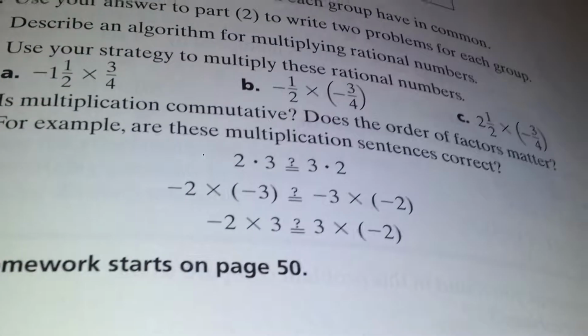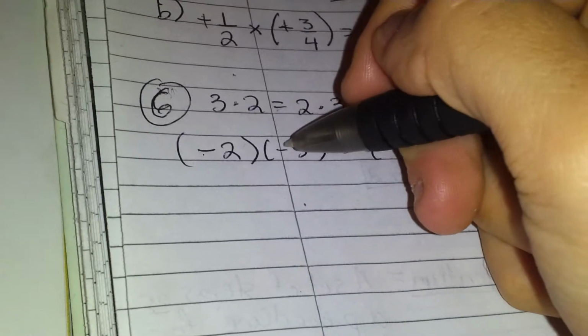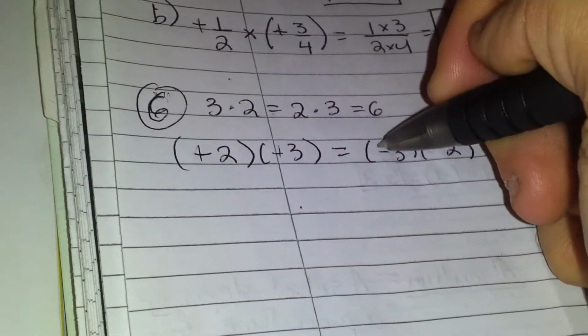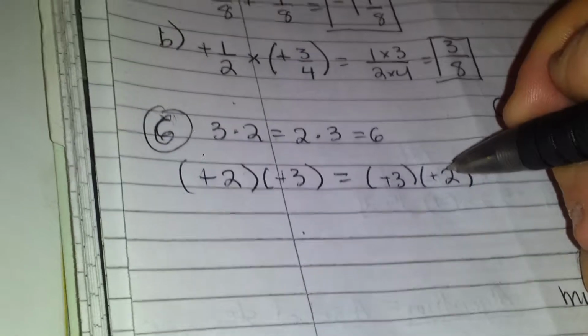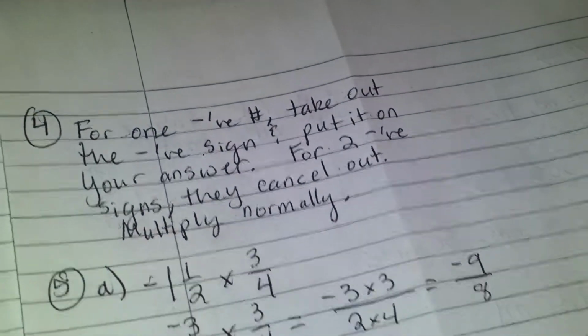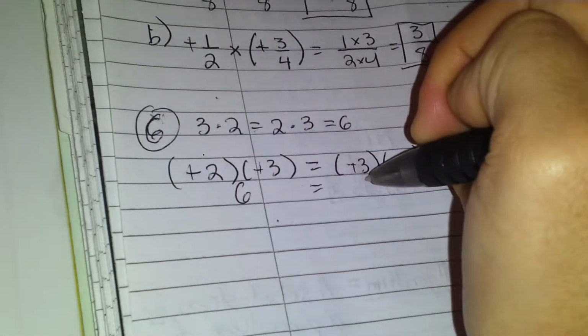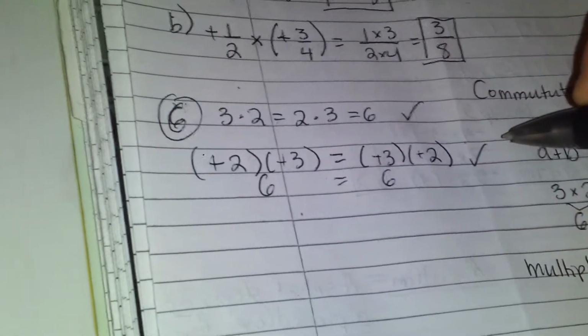Then we can try the next piece. Negative 2 times negative 3 should equal negative 3 times negative 2. Let's try it out. Negative 2 times negative 3 equals negative 3 times negative 2. We know that in both cases, the negative sign should cancel out because our algorithm showed us that it works in every single case. Two negative signs cancel each other out, multiply normally. So that's 6 equal to 6. This one's correct, and that one's correct.